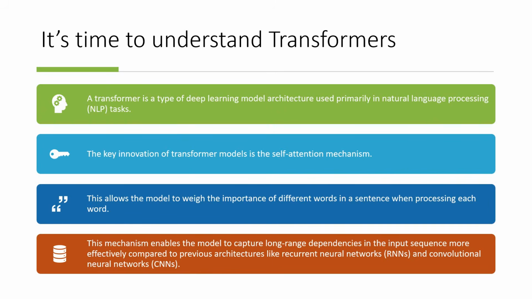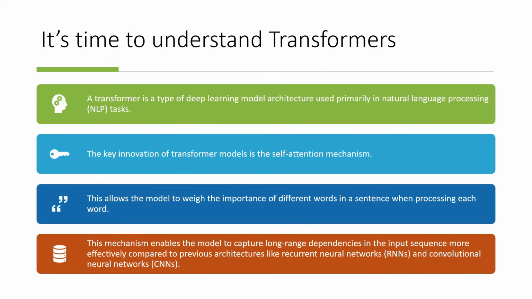I repeat, the most important feature of the transformer is the self-attention mechanism, and it enables the model to weigh the importance of different words in a sentence when processing each word. This mechanism enables the model to capture the long-range dependencies in the input sequence more effectively and efficiently compared to previously available historical architectures like RNNs or CNNs.